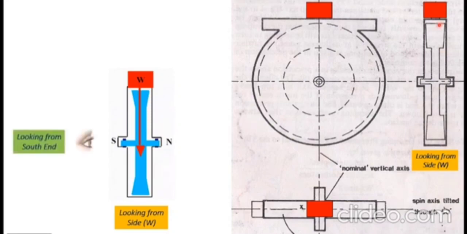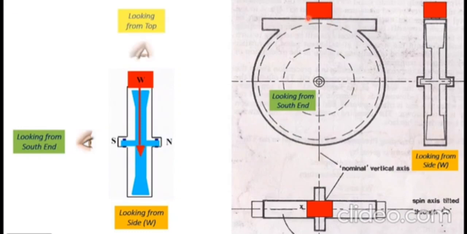Now, if you visualize looking at this particular arrangement from the south end, you can see the eye here. If you look at this arrangement from the south end, the arrangement would look like this diagram. The point here which you see is the south end. Then you see this is the rotor and the outer black color lining represents the rotor casing. And we have the top heavy weight right on top, the red color weight.